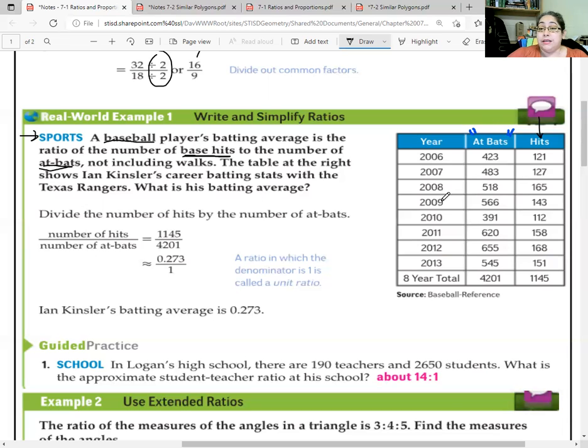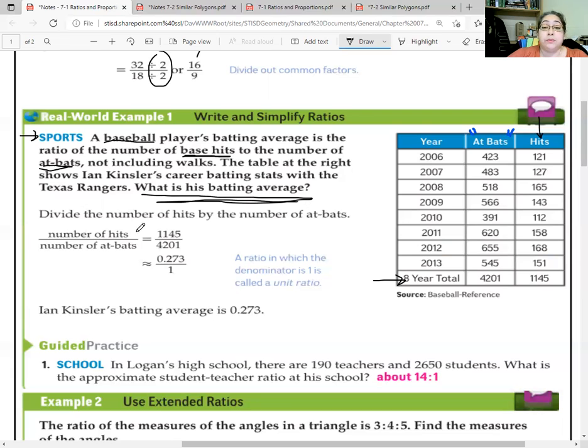So here is, over this player's career, Ian Kinsler's career. Here's how many times he got up to swing at the ball in each of these years, and this is how many times he managed to hit and was able to run and stand on one of the white things for each year. This is the grand total over the 8 years that he played. I'm asked what's his batting average. Since it didn't give me a year, I have to go with the grand total of his career.